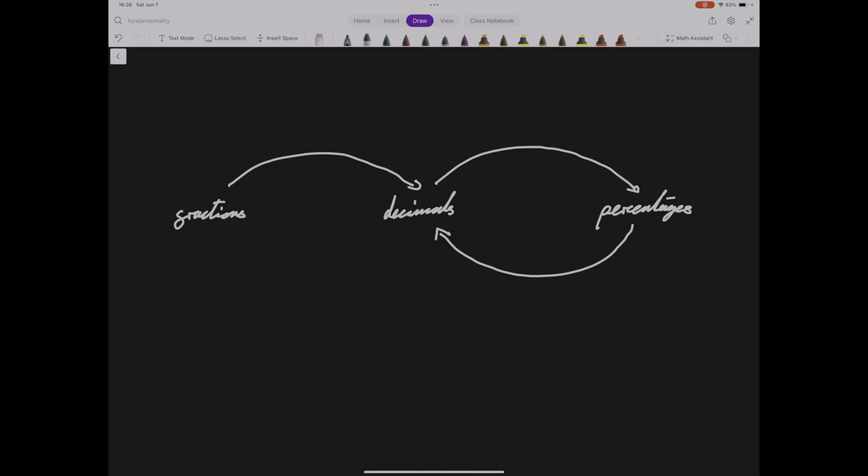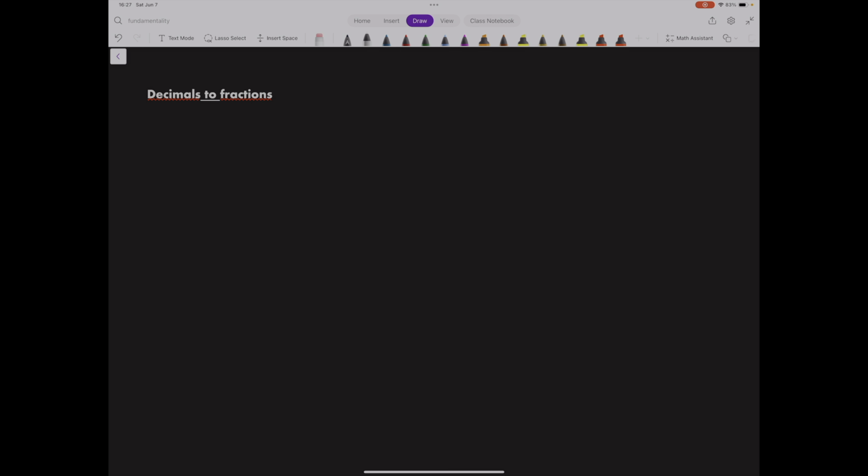Okay, final one now before we put it together again and go from percentages to fractions. This one's the hardest one, I'd say. From decimals to fractions. Let's do it. Now, yeah, this is the hardest one. So, you'll be given a decimal. Let's use 0.75 for our example.